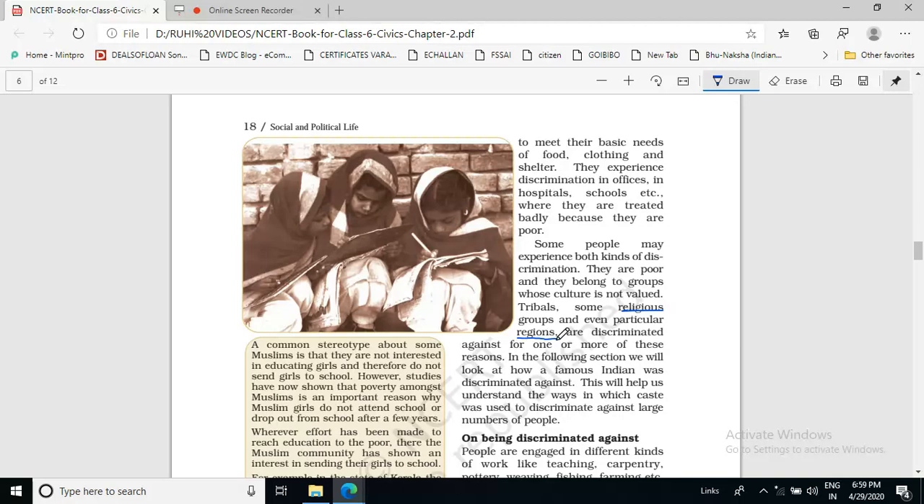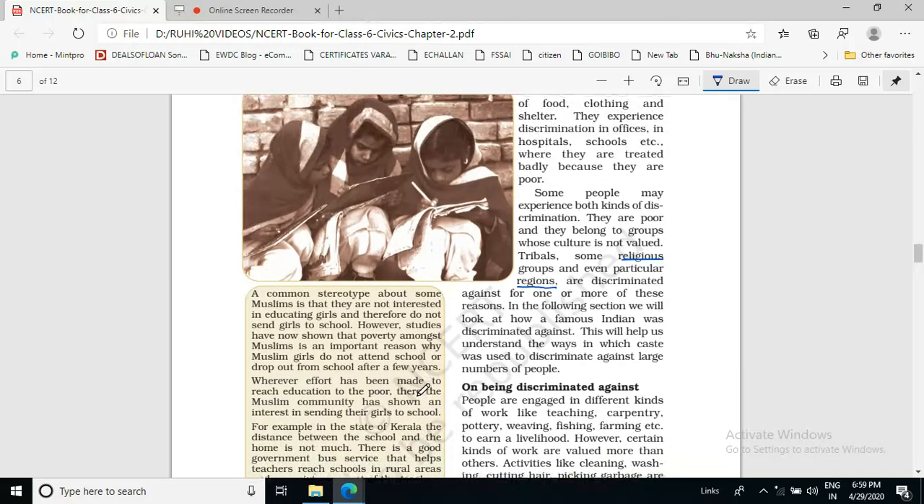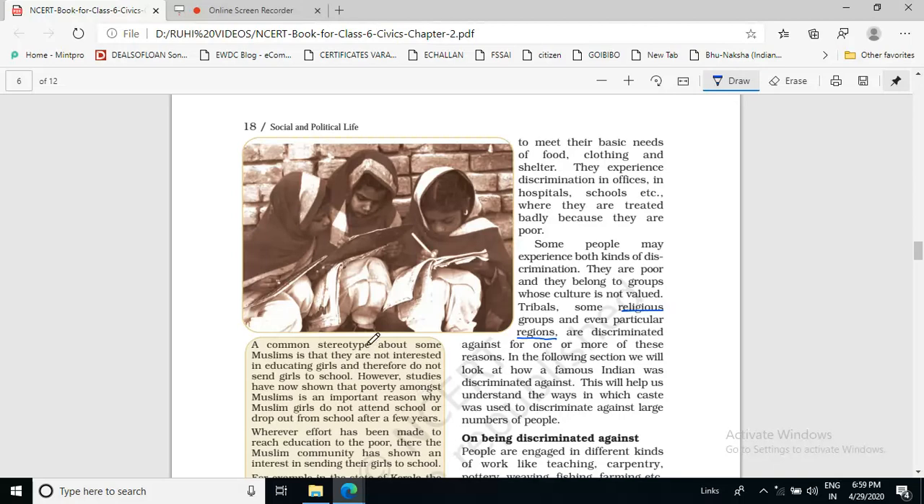These are the people who are facing two types of discrimination. The first discrimination they are facing because of their poverty, and the second type of discrimination they are facing because of their culture or religion or language or region. Okay, so this is the condition. Now we will see in the box what information is given. And you can see this is the picture of a girl child who belongs to a particular religious community, that is the Muslim community, and they are studying, isn't it?